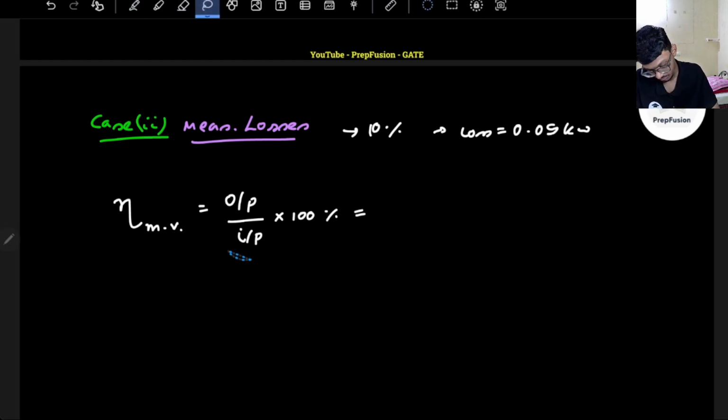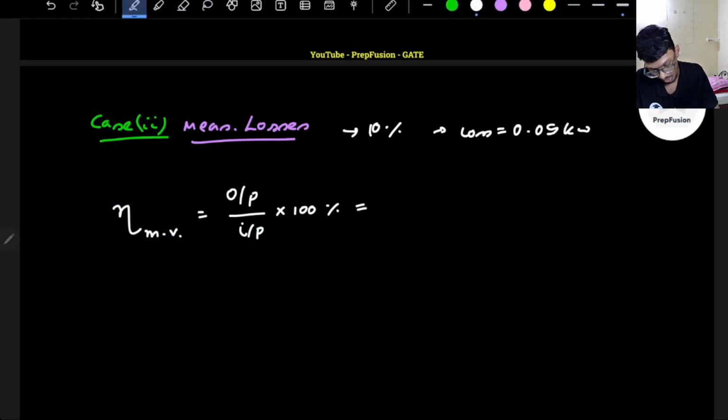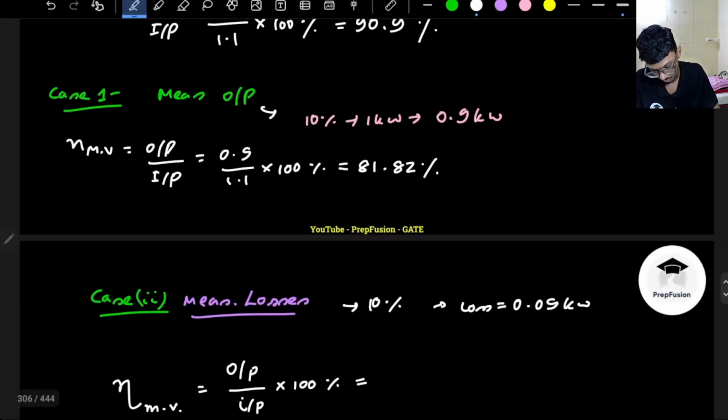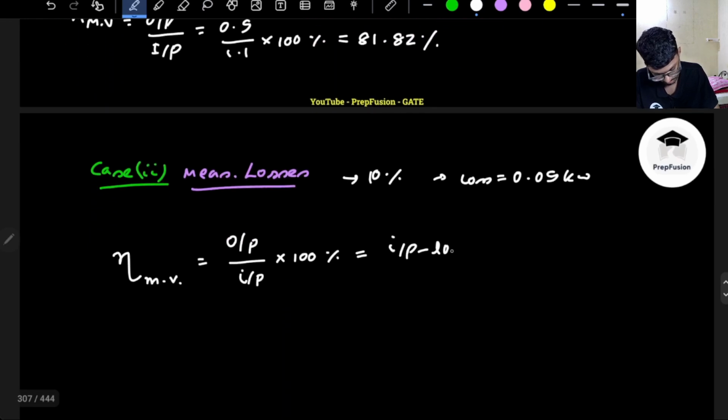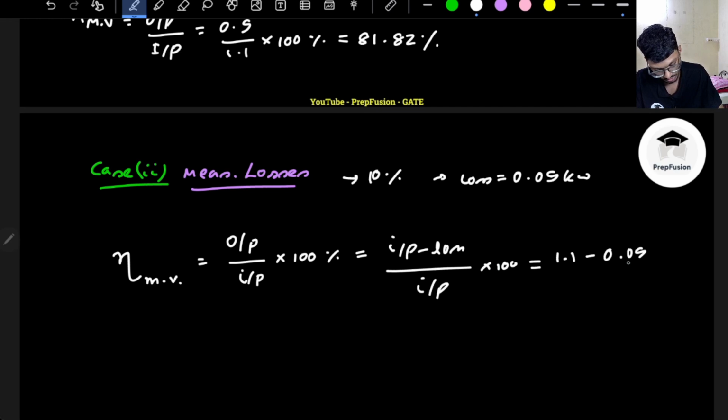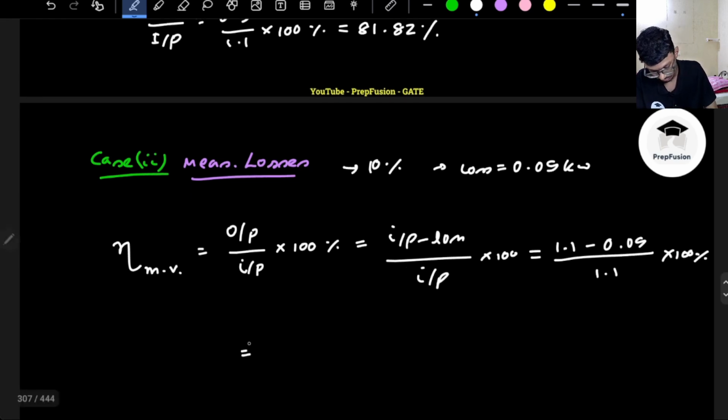So this will be equal to output by input, right? Output is input minus losses, divided by input, into 100. Input is how much? Input is 1.1 kilowatt, that we already know, minus 0.09 kilowatt, divided by input 1.1, into 100 percentage. So if I calculate this, 1.1 minus 0.09 divided by 1.1, the efficiency comes out to be 91.81 percentage, roughly 91.82 percentage.